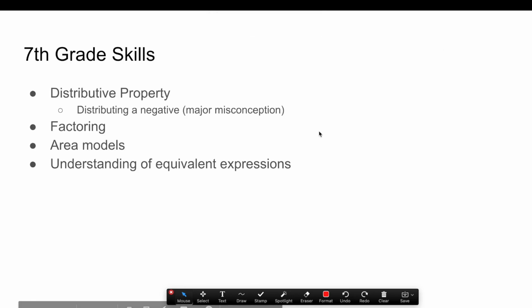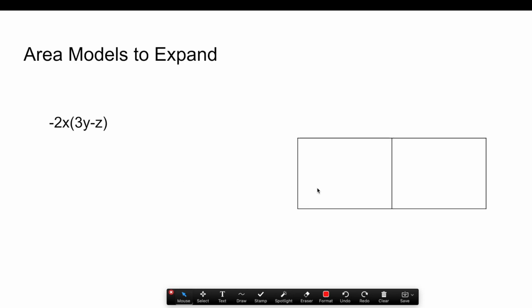So these are the skills this lesson reviews, like we mentioned, and we really want to reinforce the understanding of equivalent expressions, that these are just multiple ways to represent the same expression. If you substituted a number into the expression, you'll get the same answer no matter what representation you're using.